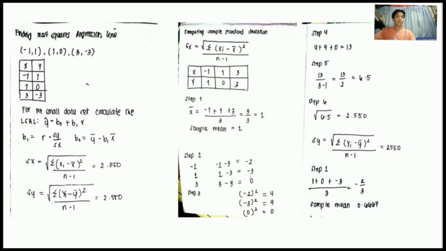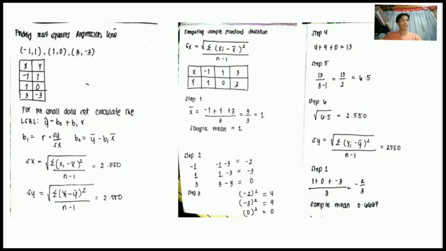For the next step, we need to take x minus the mean. So it would be negative 1 minus 3, it should be negative 4. And 1 minus 3 equals negative 2. And 3 minus 3 equals 0. As for our step 3, we need to square the differences that we got. So negative 2 squared equals 4, and negative 3 squared equals 9, and 0 squared equals 0 still.